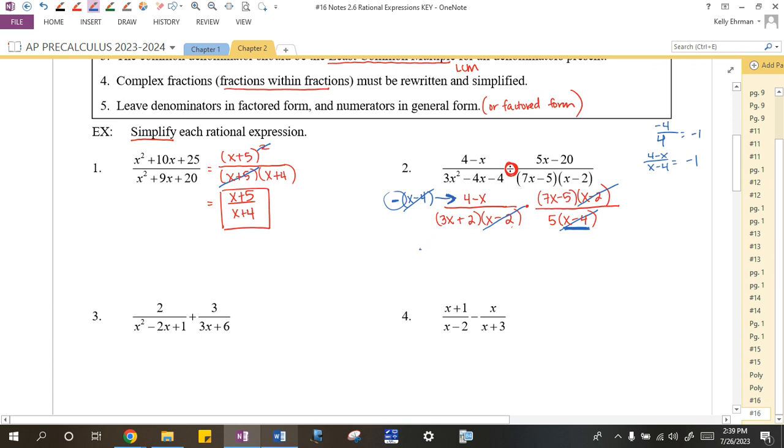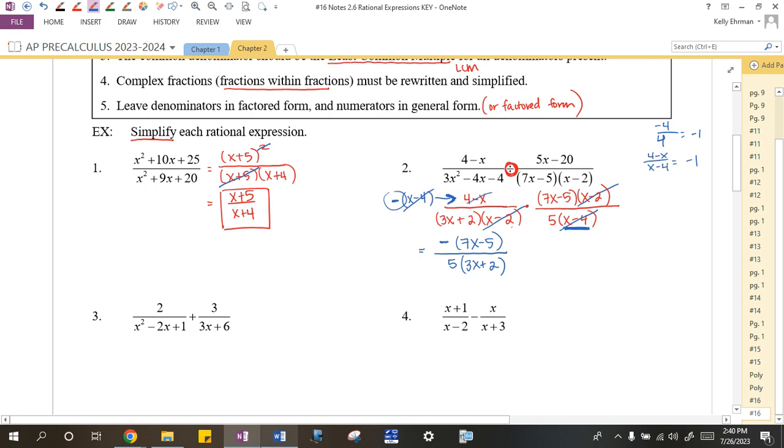So what I have left, I'm going to leave my answer in fully factored form for this one. So I've got the negative sign. This x minus 4 is gone, which was this. I've got parentheses 7x minus 5. In the denominator, there's this 5 out here. I like to write the number coefficients first, and then 3x plus 2.